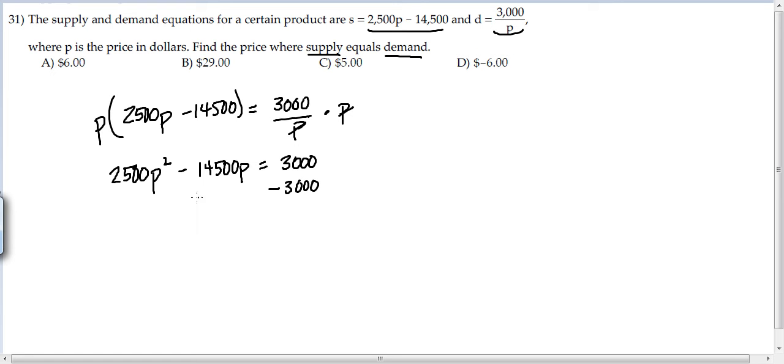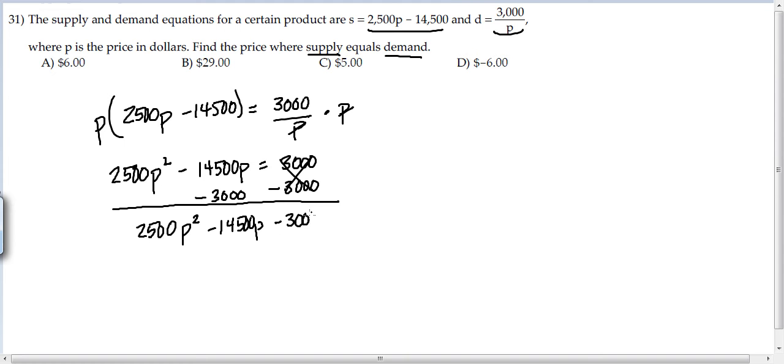As soon as we see a p squared term, it should let us know that we need to get everything on one side and 0 on the other. Alright, so we get everything over here, and we get these big huge numbers, and we're going to use the quadratic formula, but let me just show you a tip.